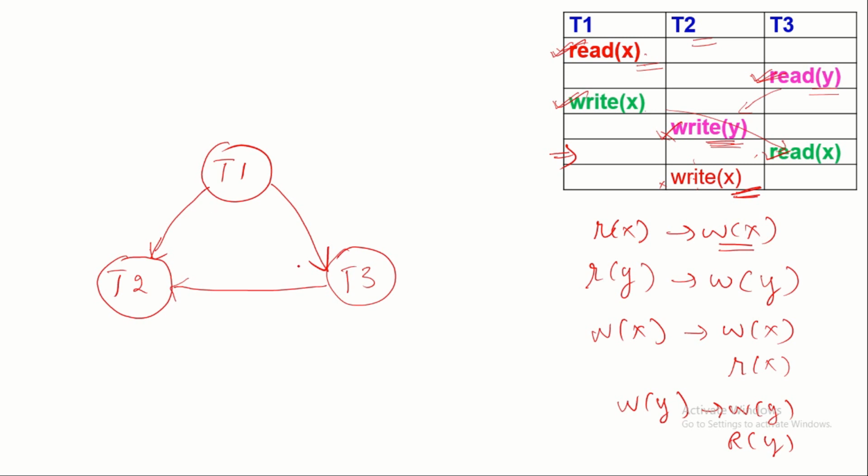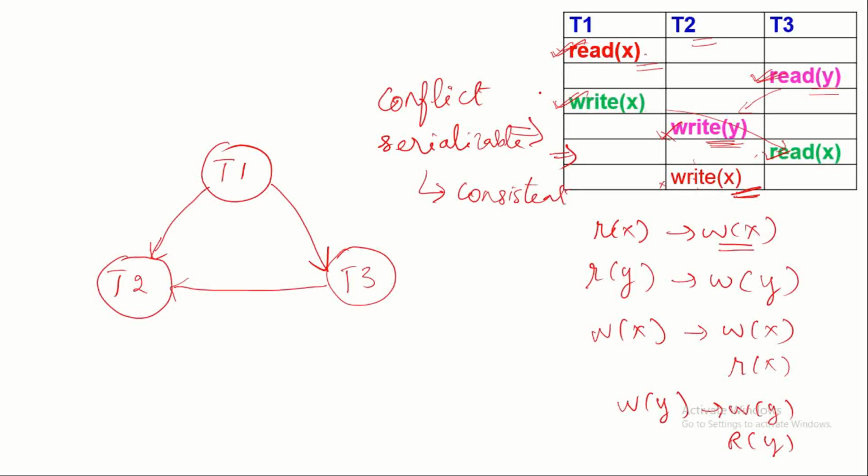is there any cycle in this precedence graph? We need to notice. Since there is no cycle in this graph, we can determine that the given schedule is a conflict serializable one. So what is the meaning of it? Once it is determined as conflict serializable, it will always produce a consistent result. Okay, so the schedule which is determined as consistent is the only one that has to be permitted to execute. So yes, we determined the given schedule as conflict serializable.